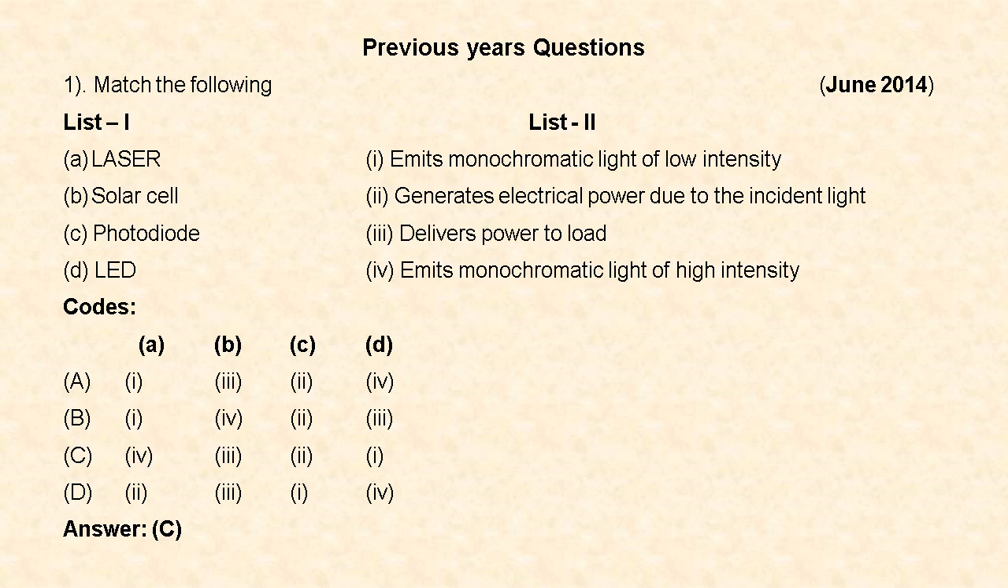First question, it is match the following type. It was asked in June 2014. Laser. We know that laser emits monochromatic light of high intensity. Next, solar cell. We know that solar cell delivers power to load. It is used for generation of electrical power. Next, photodiode. It generates electrical power due to the incident light. Next, LED. It emits monochromatic light of low intensity.